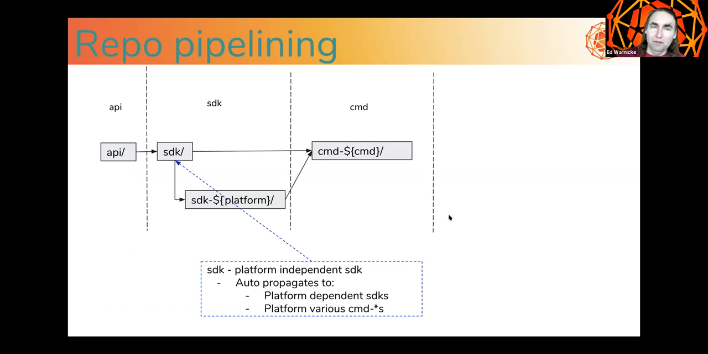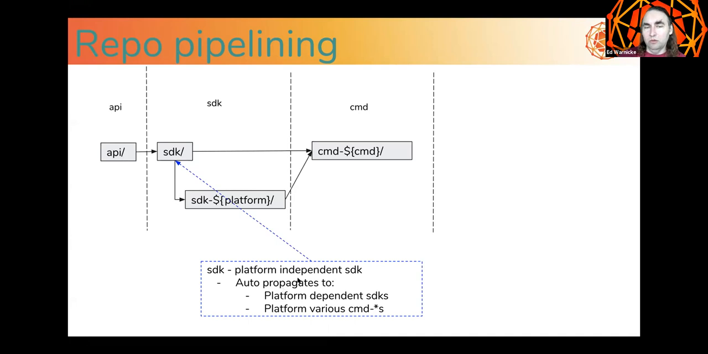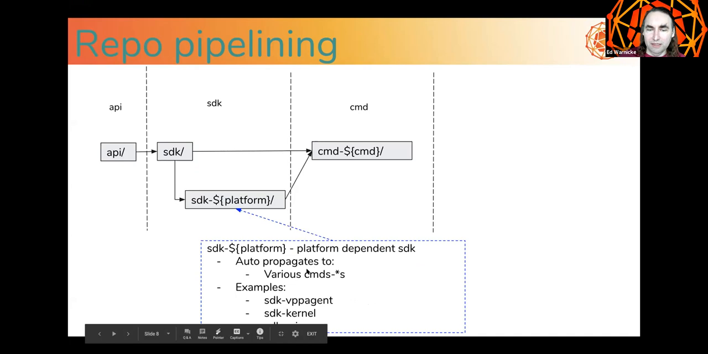And that's for the top level APIs involving network service mesh stuff. Then we have an SDK repo. Now, when something gets merged into SDK, it should auto-propagate to the platform SDKs. Right, things that have platform-specific code, because they will depend on it. And then it may also propagate to command repos, and we'll talk about command repos in just a second.